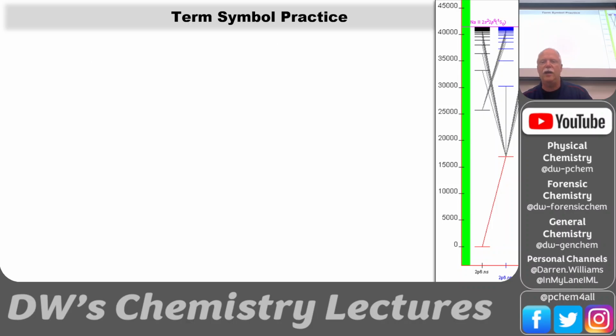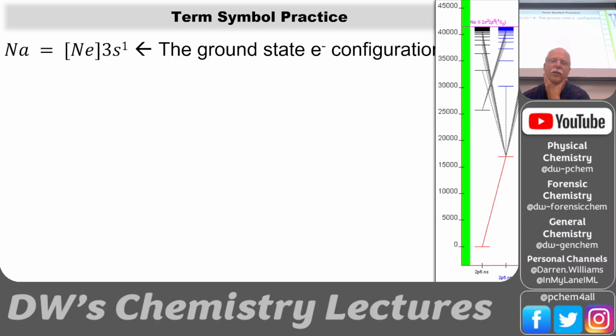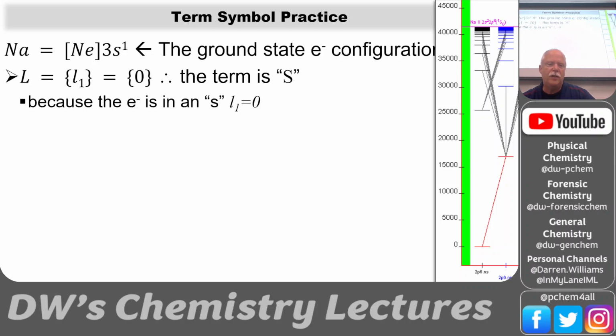So let's practice. We've got to learn by doing, right? Let's just start with a very simple atom with just one electron, one valence electron, one unpaired electron. Let's do sodium, okay? So here's sodium, the ground state electron configuration. And that's a nice thing. We can start with the ground state electron configuration, and it can also apply to all of the excited states with that same electron configuration.